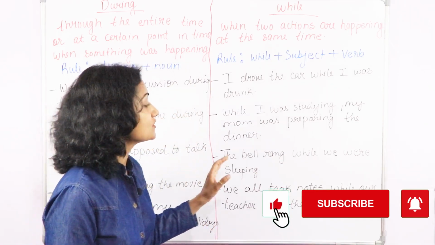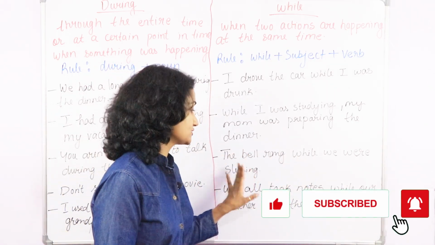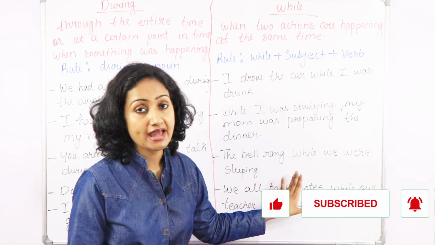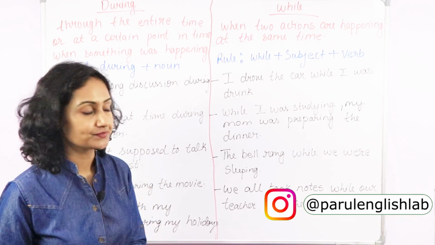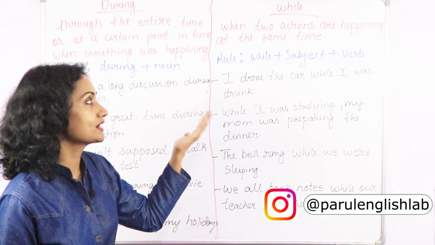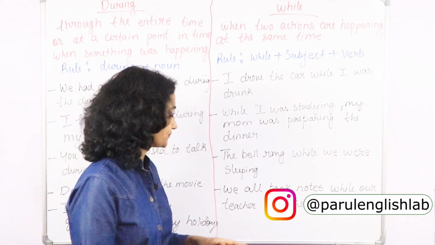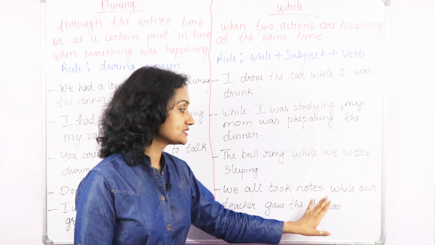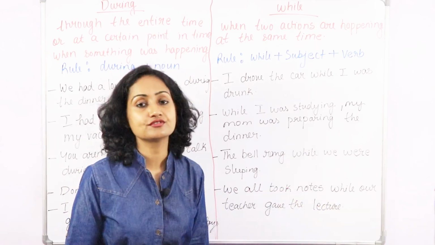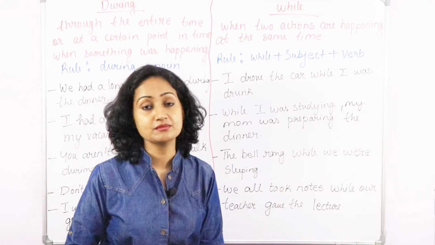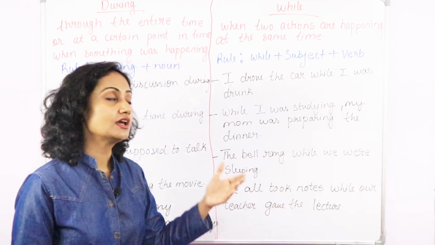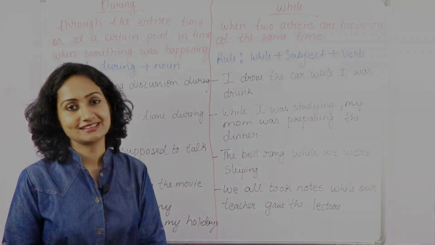Next is, the bell rang while we were sleeping. So one action, the bell rang, while another action, we were sleeping. So here you can see that two actions are happening at the same time. We all took notes while our teacher gave the lecture. Again, two actions are going together at the same time. So this is the difference between during and while.